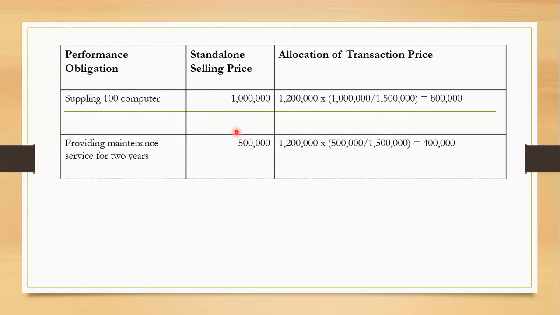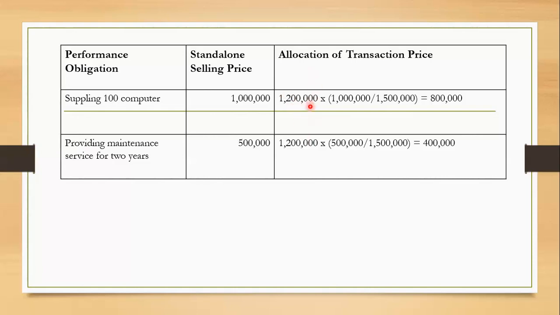How are we going to allocate it? Here 1.2 million is the transaction price. Actually, we are offering our customer a package worth 1.5 million at a price of 1.2 million. Please understand it. The total of the standalone selling prices is 1.5 million, but we are offering it to our customer at a price of 1.2 million, which indicates that we have allowed a discount to our customer. Therefore, we can easily calculate the allocation in this way. 1.2 million is the transaction price.